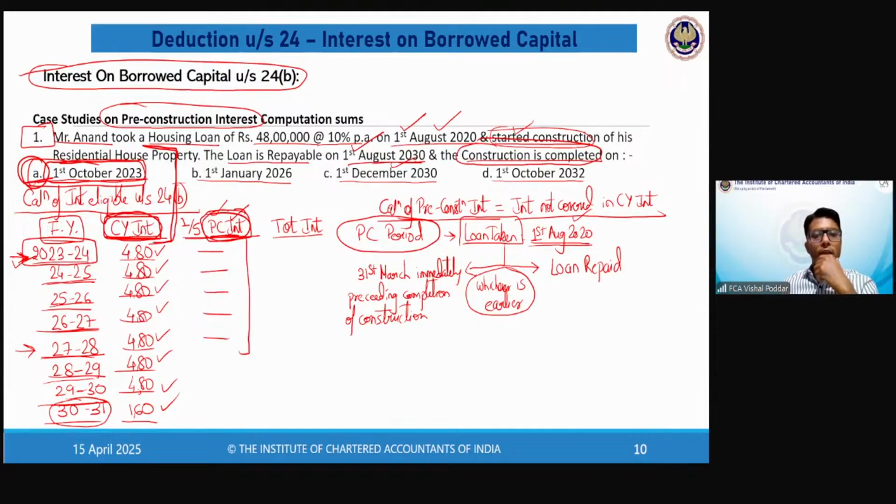So they are saying find out the pre-construction period. The interest of this period is pre-construction interest. When will the pre-construction period start? It will start with the date of loan taken, that is, in our example, 1st August 2020. And it will end on one of these two dates, either this date or this date, whichever is earlier. Now I'll put down these dates. What is my loan repayment date in this case study? It is 31st August 2030. Okay?